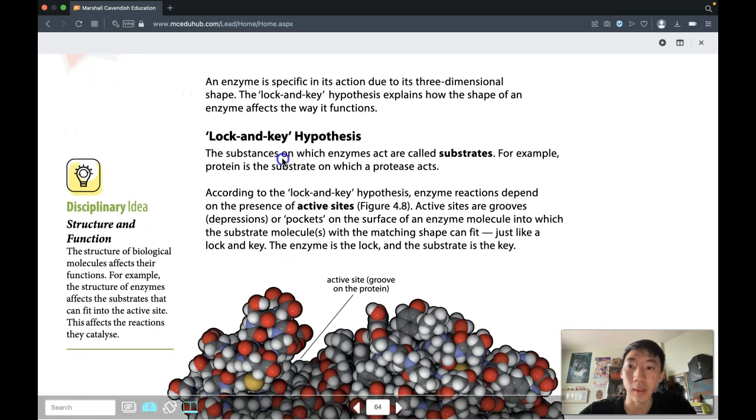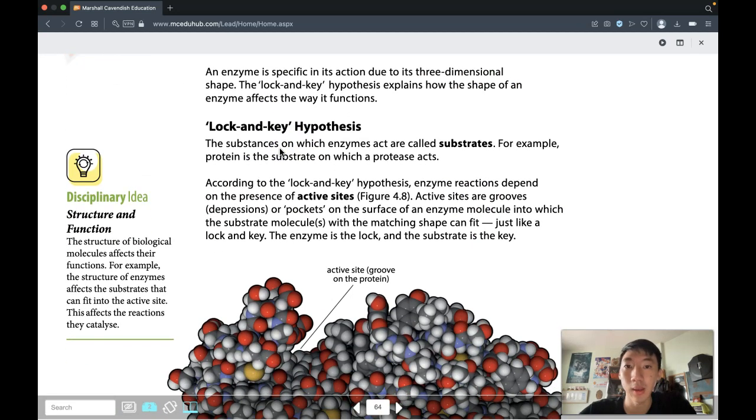The reason why there's this thing called enzyme specificity is because of the model called the lock and key hypothesis. We know that enzymes are made from proteins and they have a three-dimensional shape. So this lock and key hypothesis explains how the shape of an enzyme affects the way it functions.